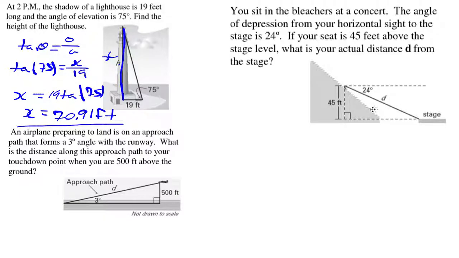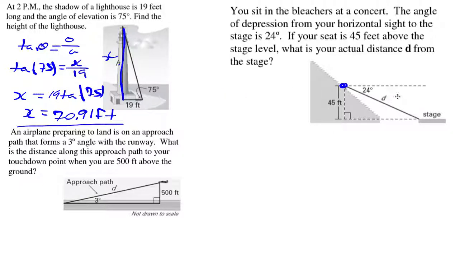All right, next up we have bleachers for a concert. So the angle of depression is 24 degrees. And so the seat is 45 feet high. We want to find the distance to the actual stage. So if I'm sitting right here and the stage is right there, if I just drew a straight line to the stage, how far away would I be?